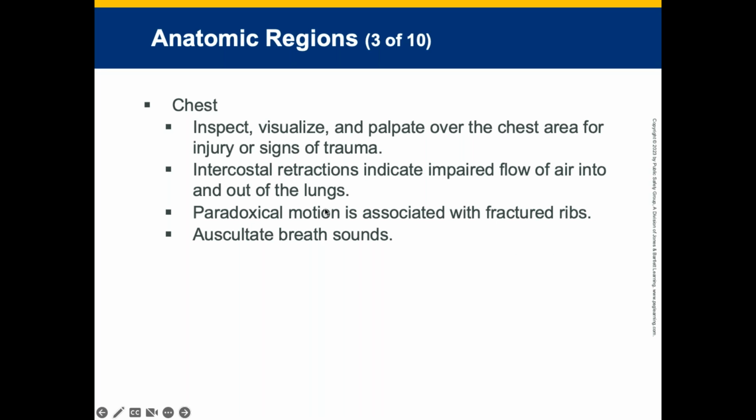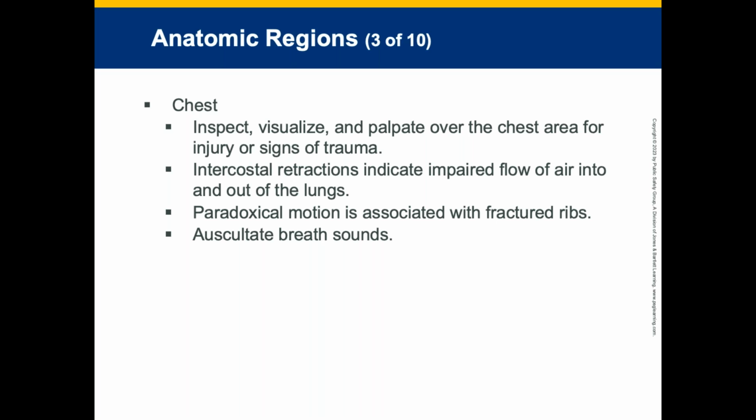Look at the chest. Inspect, visualize and palpate over the chest area for injuries and signs of trauma. Hands on the chest, palpate up and down, rise and fall, equal bilateral. They're going back and forth. Is there any paradoxical motion associated with a fracture of several ribs? Looking for crepitus or flail segment. When palpating the chest, note any crepitus, which is indicative of a fractured rib. Note where it's located. Palpate the chest for subcutaneous emphysema.